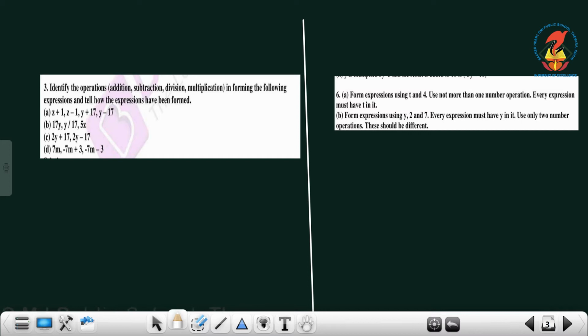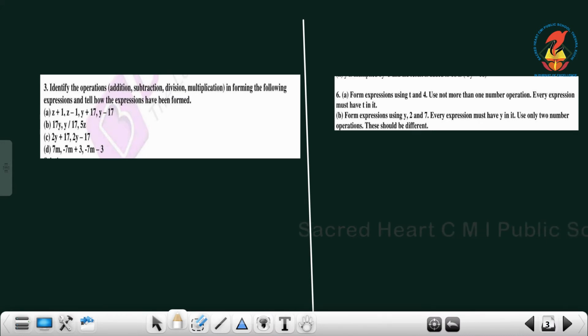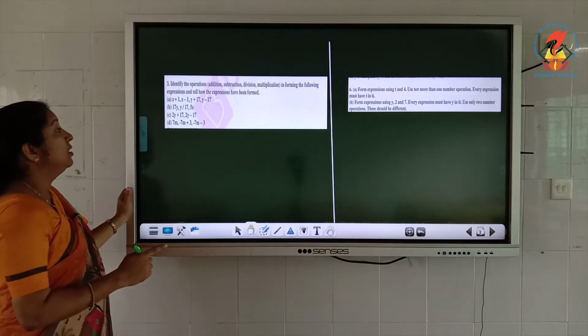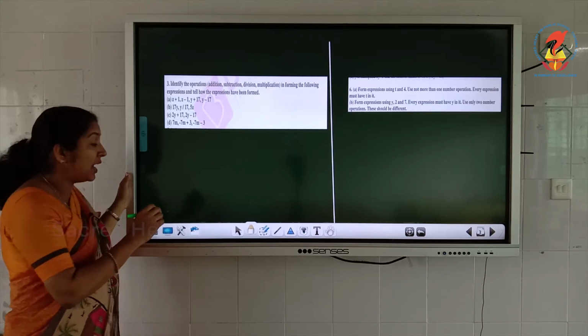Next is identify the operations. Third question, addition, subtraction, division or multiplication in forming the following expressions and tell how the expressions have been formed. z plus 1. Z plus 1 means the operation is addition. How is it formed? 1 is added to z. That is the answer. 1 is added to z.